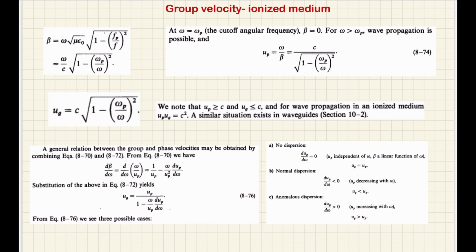Okay, and if you carefully look at this expression, this term can have a value which is less than 1. So the phase velocity is always greater than or equal to c. It can be greater than the velocity of light, but the group velocity is always less than or equal to c from this expression. Okay, and you can also derive this expression up ug is always c square, where c is the velocity of light in vacuum.